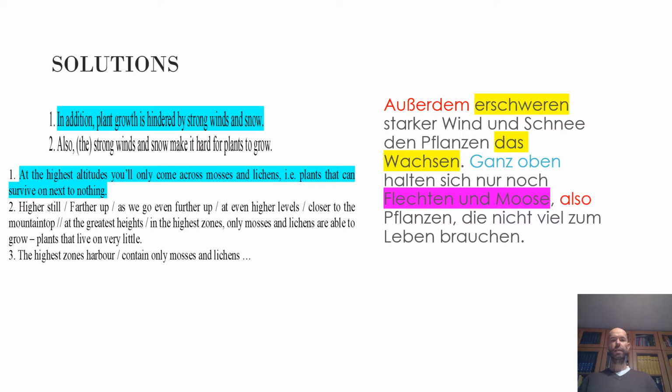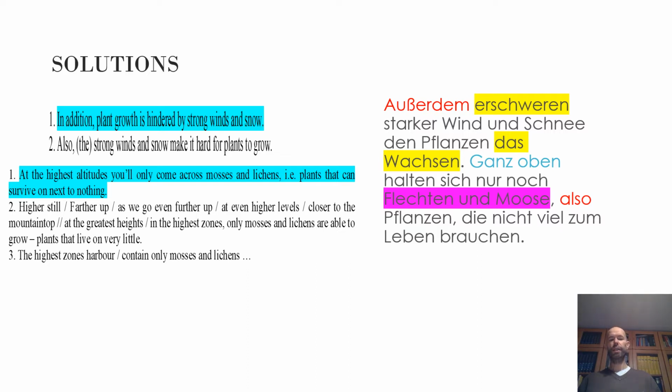Now for the second sentence. At the highest altitudes, you'll only come across mosses and lichens, i.e. plants that can survive on next to nothing. Or higher still, farther up, as we go even further up, at even higher levels, closer to the mountaintop, at the greatest heights, in the highest zones, only mosses and lichens are able to grow, plants that live on very little.